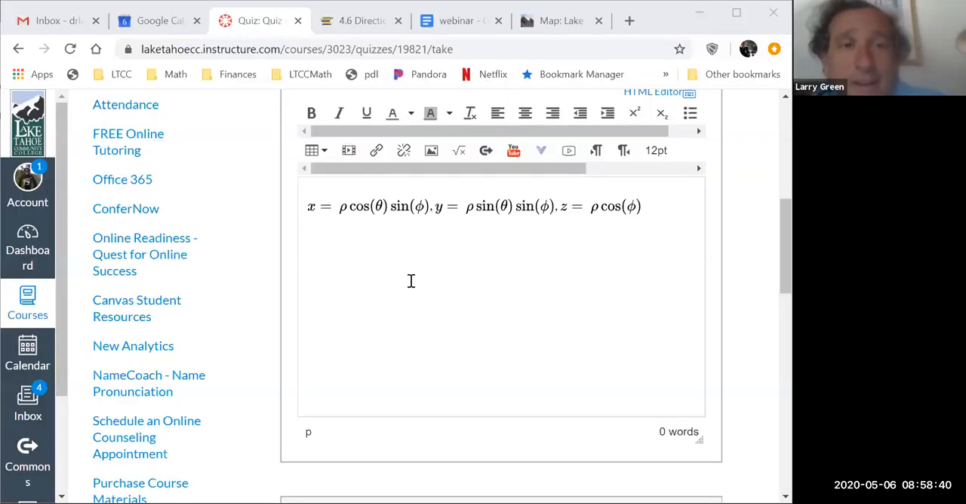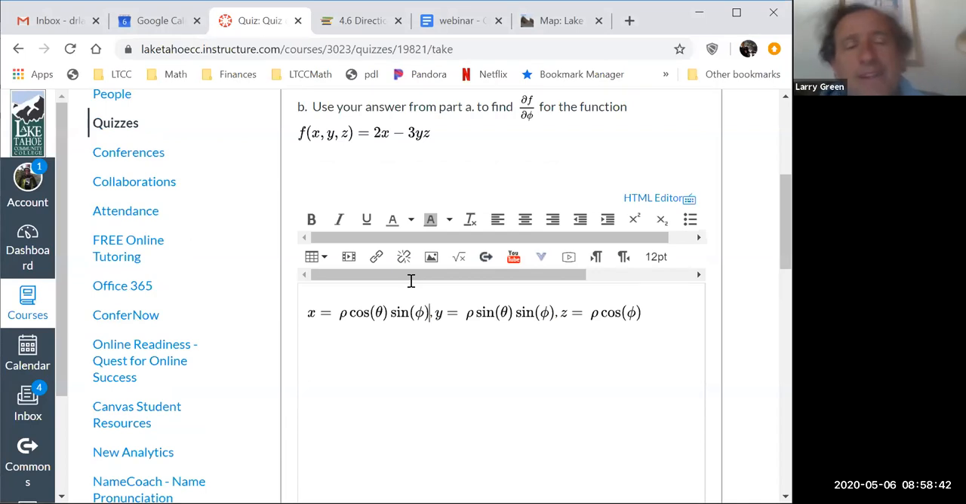Okay, so now we can officially go over the quiz. Let me go back to the quiz and remind you that if we want to find the chain rule for spherical coordinates with respect to phi, we need that x is rho cosine theta sine phi, y is rho sine theta sine phi, and z is rho cosine phi. Then we can jump to the chain rule.